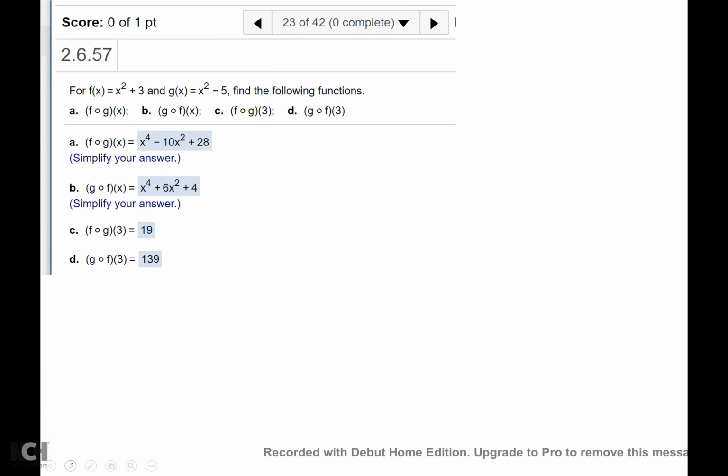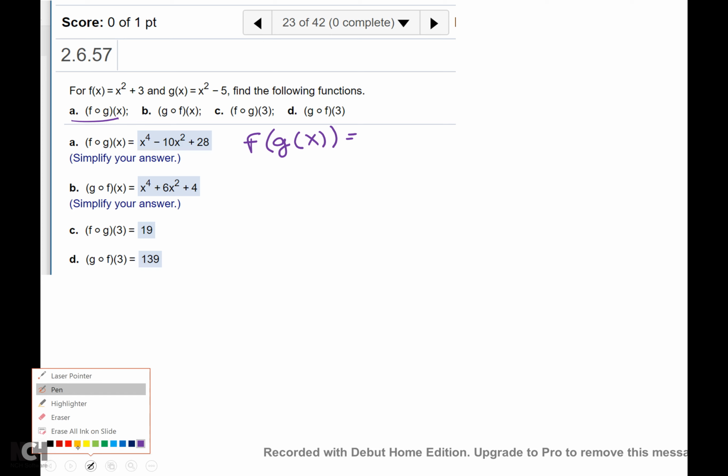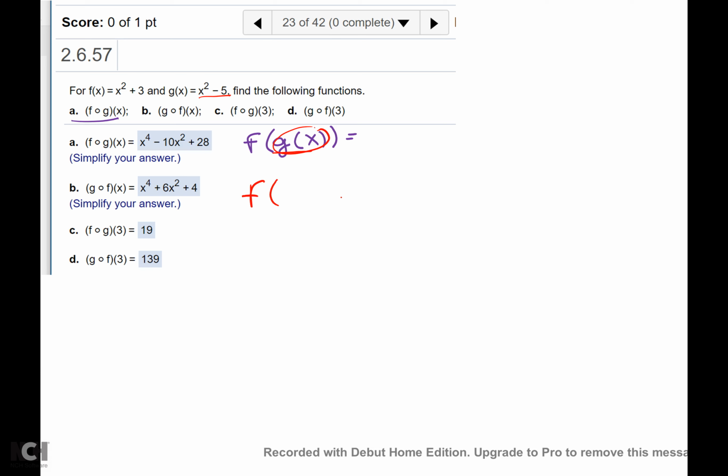Okay? All right, it says for f of x equals x squared plus 3 and g of x equals x squared minus 5, find the following functions. Okay? For a, they want me to find f of g of x. That says, inside parentheses first, take the g function, which is this. So I'm going to replace this with the g function, which is x squared minus 5. That says, copy the f function and add 3. So what am I bringing to the f function? I'm bringing x squared minus 5. To square that without killing puppies, we make 2 copies.